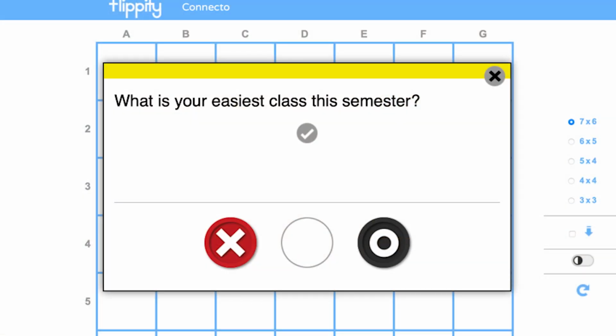My turn. Yes. What is your easiest class this semester? My easiest class is math because... not sure. Not sure. Is it because of your teacher? Yeah, my teacher is very good and also I like math.